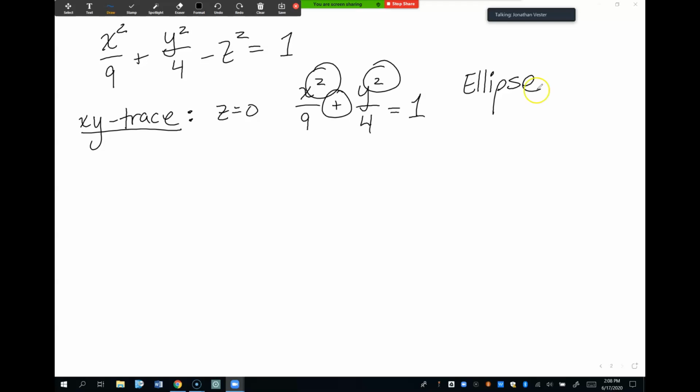Because the radius isn't the same for both the x and the y. This number down here means that in the x direction, we're going to go 3 units left and right. But then this guy tells me I'm only going to go 2 units up and down. So I've got a different radius value horizontally than I do vertically. What that's going to do is make it go out more left and right than it does up and down.